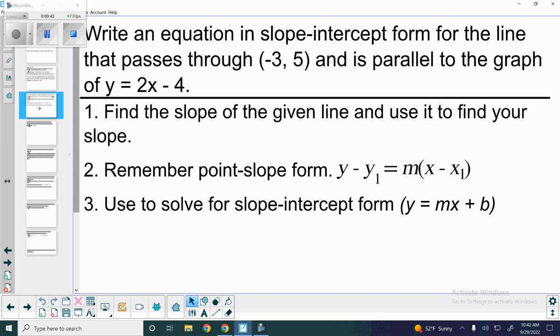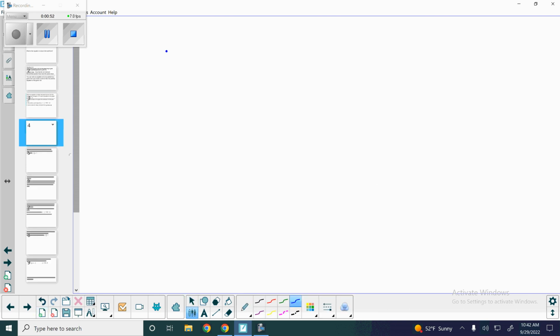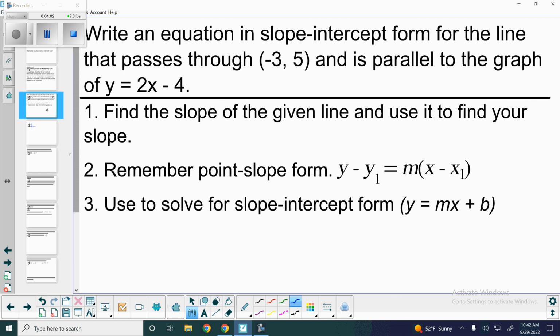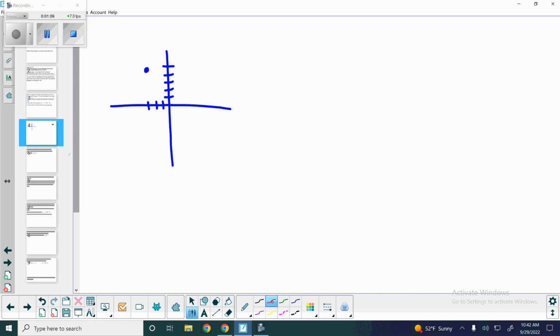We're looking at a line that passes through the point -3, 5 and is parallel to the graph of y equals 2x minus 4. So again, just to kind of give you a picture of what's going on, we're looking at the point -3, 5, and here's our point that's on our line. The other line that it's running parallel to, so never touching, is y equals 2x minus 4. If I was going to graph y equals 2x minus 4, I would be down here at -4. I'd go up 2 over 1. This would be what my line looks like.